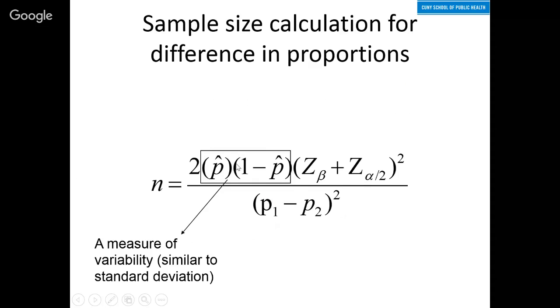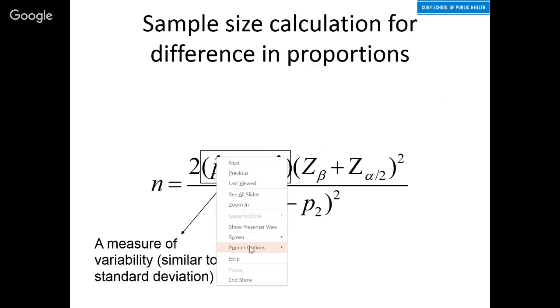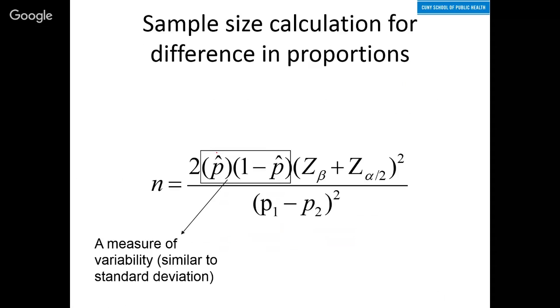and the p times 1 minus p being your variability, square root of that being the standard deviation under the normal assumption for the binomial distribution. And I think I actually should not put hats over these, since these are just hypothesized about the population. I'm going to go ahead and do that. And I'm just going to cross those out.